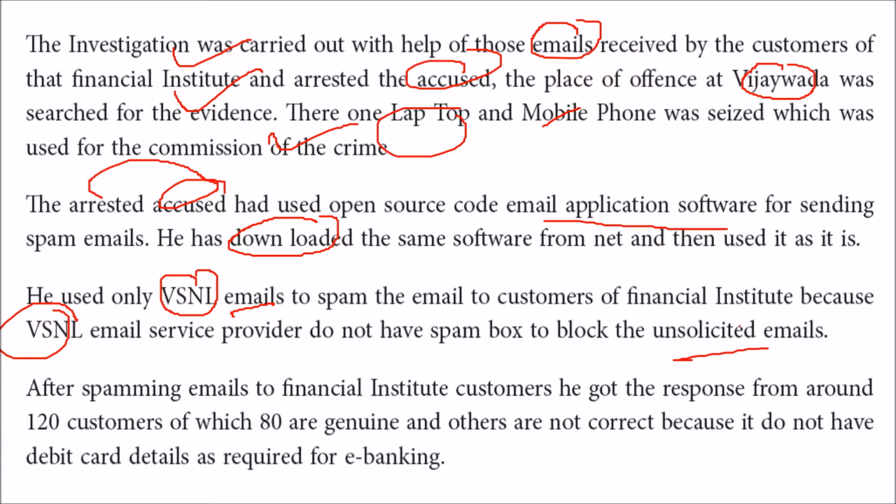So after spamming emails to the financial institute's customers, he got a response from 120 customers, of which 80 are genuine, and the others are not correct because they do not have the debit card details as required for e-bank.